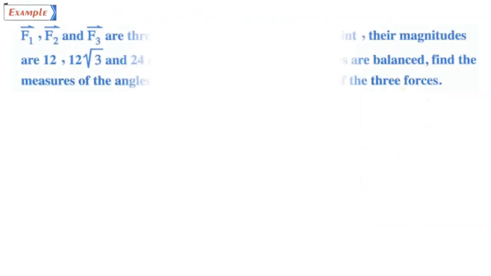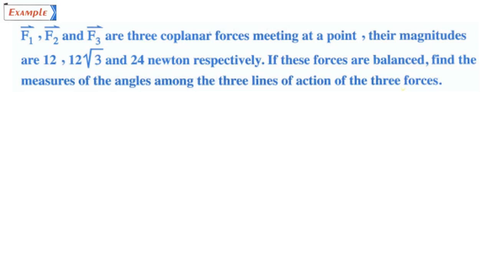Let's try to solve this problem. F1, F2, and F3 are three coplanar forces meeting at a point. Their magnitudes are 12, 12 root 3, and 24 Newton respectively. If these forces are balanced, find the measure of the angles among the three lines of action of the three forces. Let's try to solve. F1, F2, F3, three forces. Suppose that the angles between them are theta 1, theta 2, and theta 3, we want to find theta 1, theta 2 and theta 3.